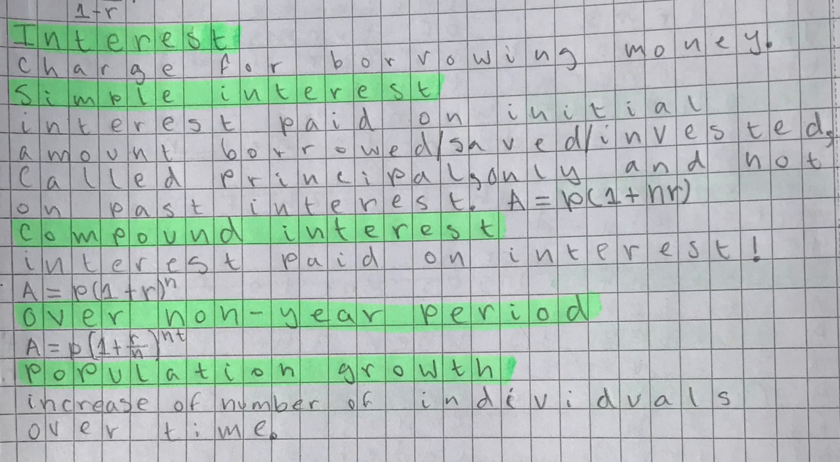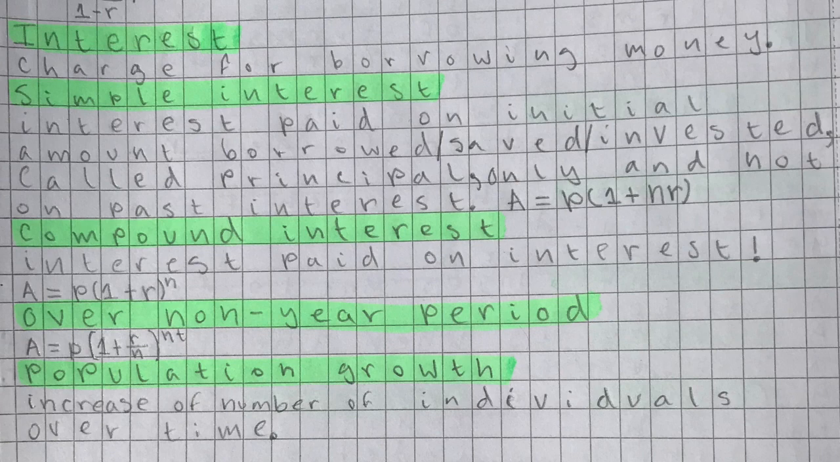The last thing we have to go through before we get into doing some exercises is population growth. Population growth is an increase in the number of individuals over a certain period of time. This could be any country, anywhere, and it has to be based on the number of births and deaths over a certain time given for a specific population.